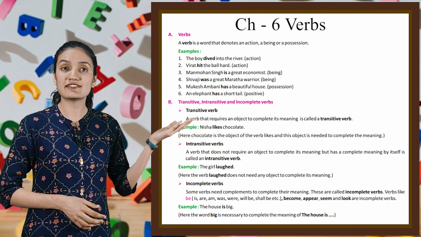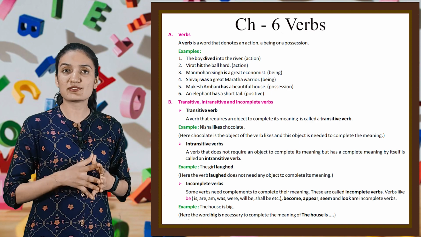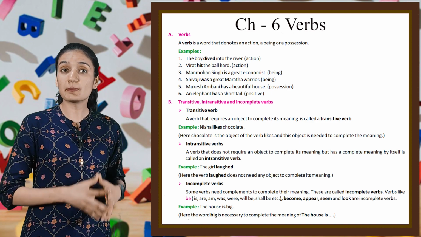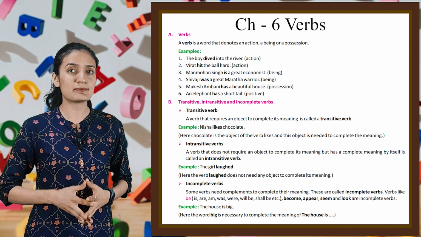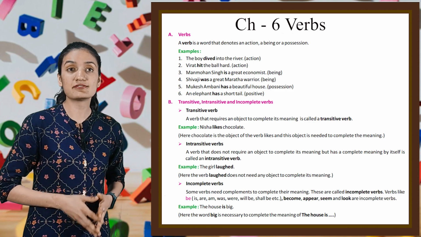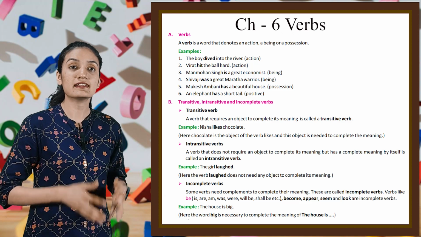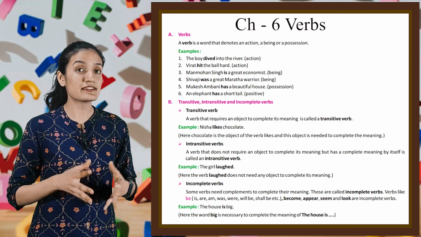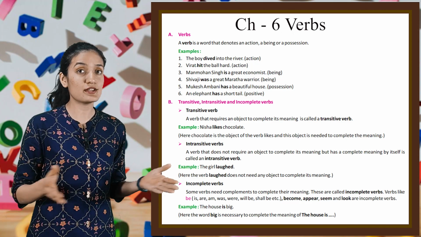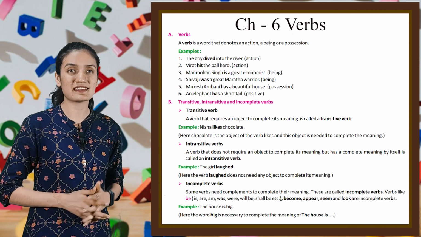Next is intransitive verbs. A verb that does not require an object to complete its meaning but has a complete meaning by itself is called an intransitive verb. Example. The girl laughed. Here the verb laugh does not need any object to complete its meaning.